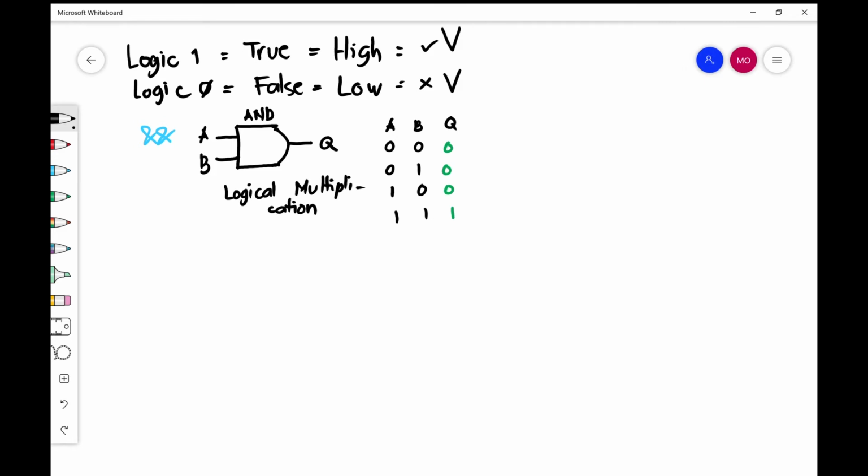Our second gate is the OR gate. And you usually see this in Java as the pipe symbol. So an OR gate looks like this. We also have two inputs for OR gates. And the same is true with its truth table.